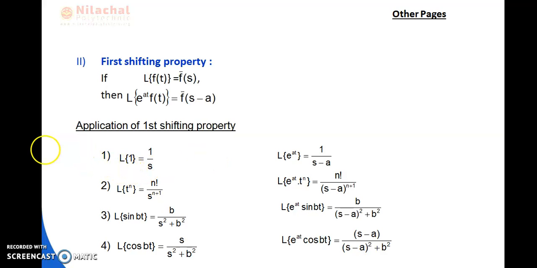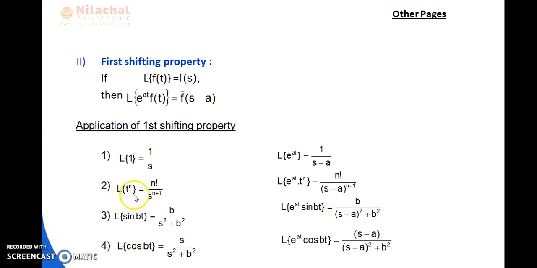So you know Laplace of 1 is 1 by s. If 1 is multiplied with e to the power at, shifting means the function is multiplied with e to the power at. At that time your s will be written as s minus a. So here Laplace of 1 is 1 by s, where s is present. If we multiply e to the power at into 1, then s will be written as s minus a, because here the constant is a.